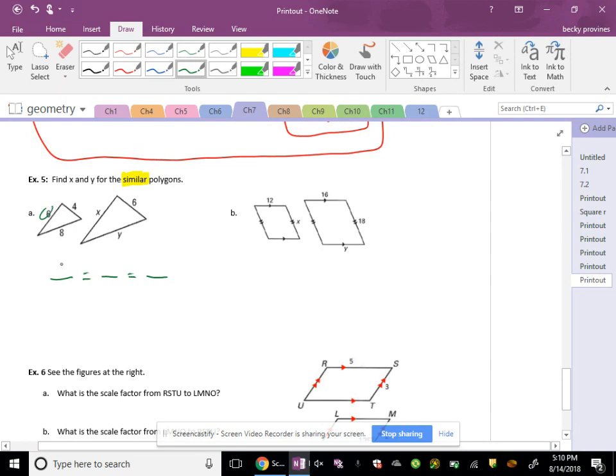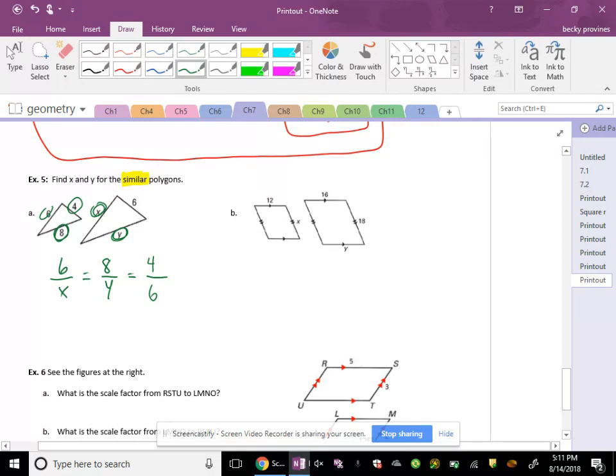6. What does 6 correspond with? The 6 I have outlined here. Well, it corresponds with the X. What is the 8? Now notice I started with a small triangle. I have to continue to start with a small triangle. 8 corresponds with Y. And then lastly, 4 corresponds with 6.